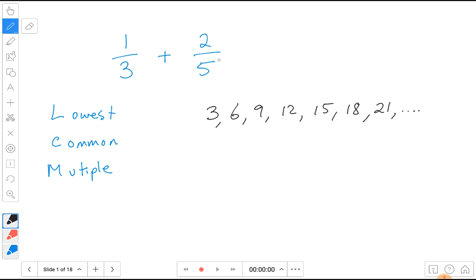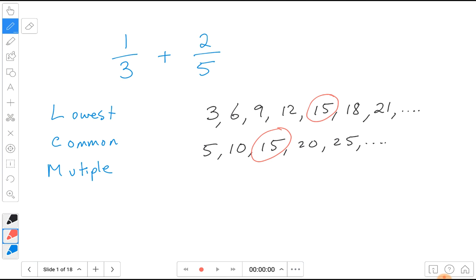And I can write out the multiples for 5: 5, 10, 15, 20, 25, and so on. Again, it continues. You can see I'm just adding 5 each time. The lowest common multiple means I'm looking for the value that's the same between these two lists, and that's also the smallest. Here it is right here. It's 15. So the lowest common multiple of 3 and 5 is 15.